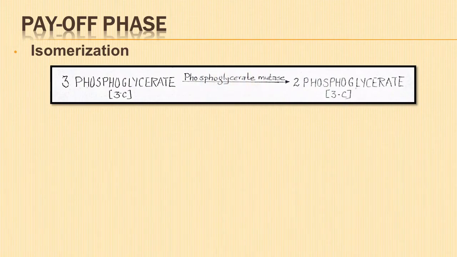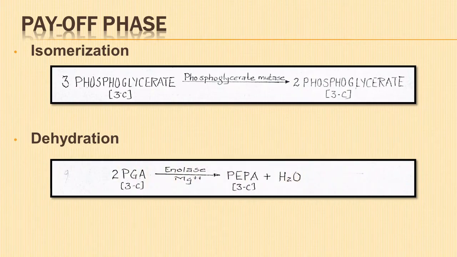This is followed by isomerization. 3-phosphoglycerate is converted into its isomer 2-phosphoglycerate with the help of enzyme phosphoglycerate mutase. Next step is dehydration. 2-phosphoglycerate undergoes dehydration in the presence of enzyme enolase and cofactor magnesium ions to form phosphoenol pyruvate. One water molecule is released.